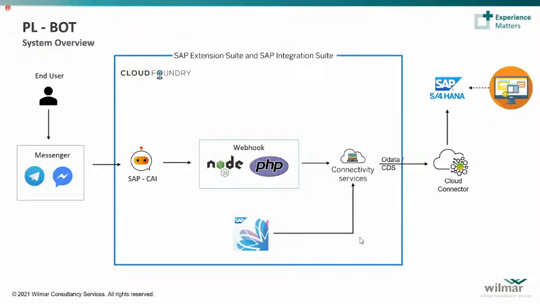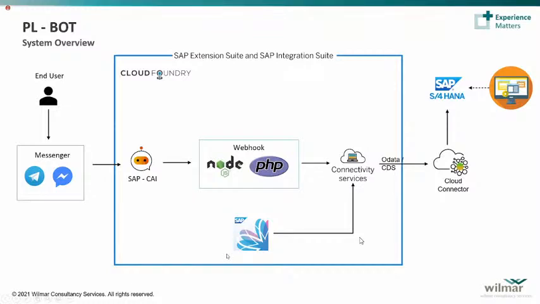So the high-level solution is to combine messengers like Telegram and Facebook Messenger, connected to SAP CAI, SAP Conversational AI. After that, I will have the webhook here, which I will build in Node.js in this project. After that, it will connect through the Cloud Connector to get the data from SAP S/4HANA. The Node.js will be the main process here. It processes all the data received from SAP S/4HANA before I send it to the user.